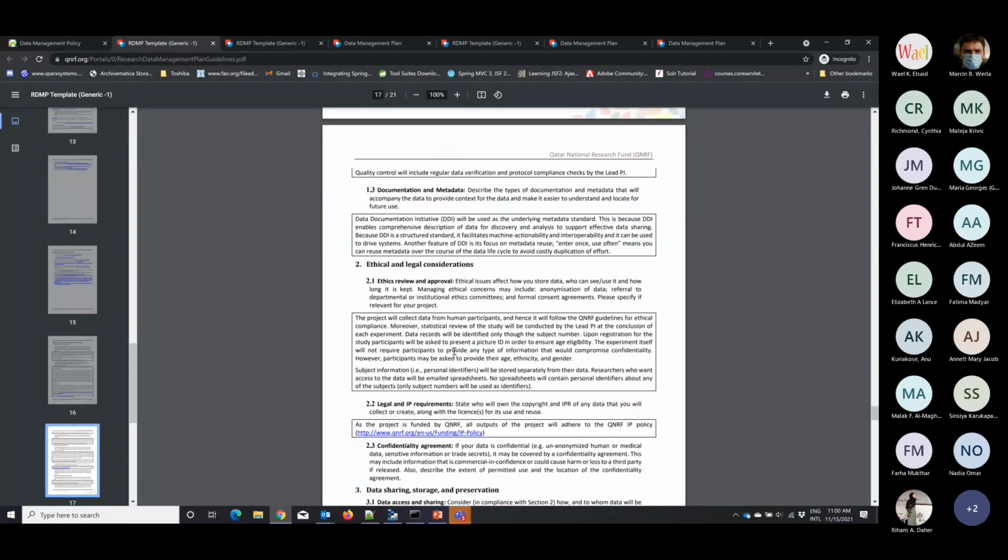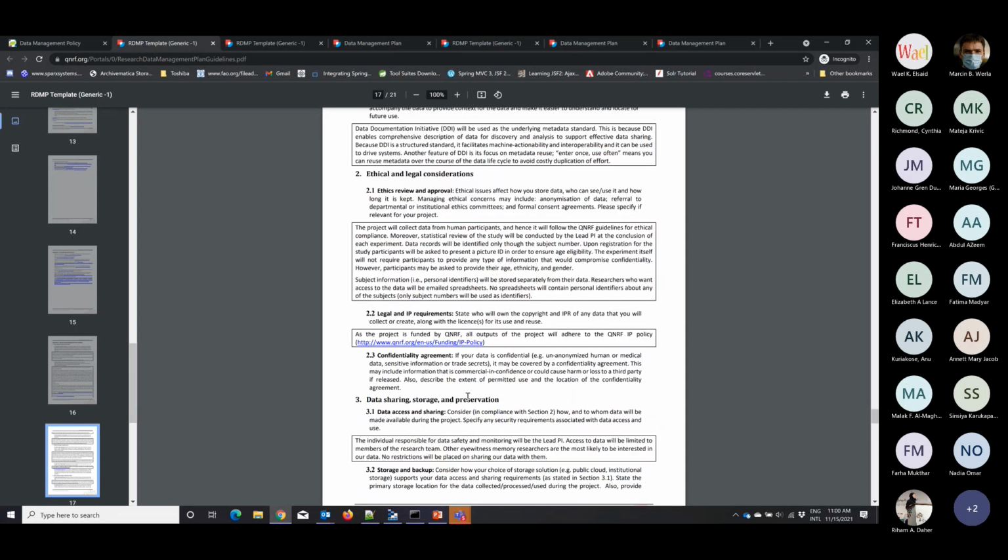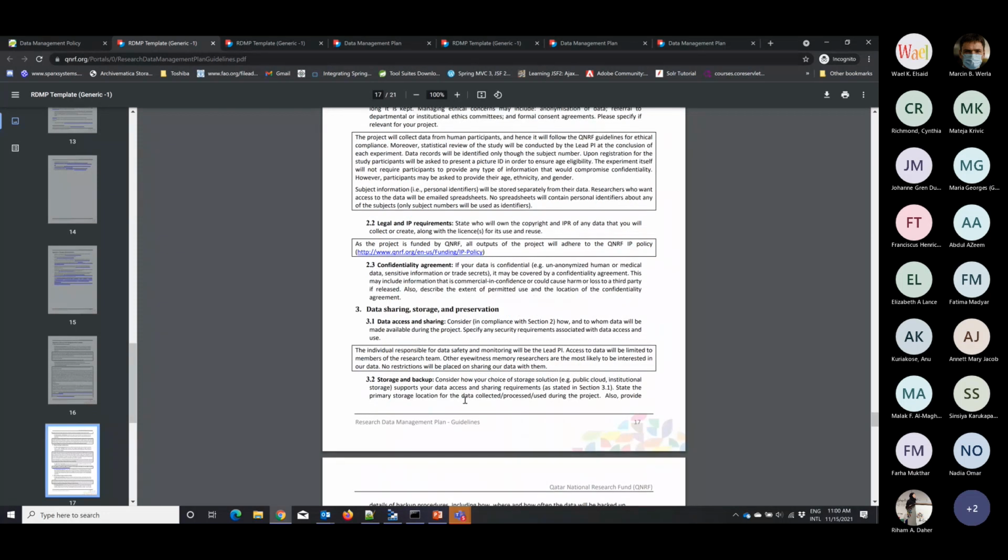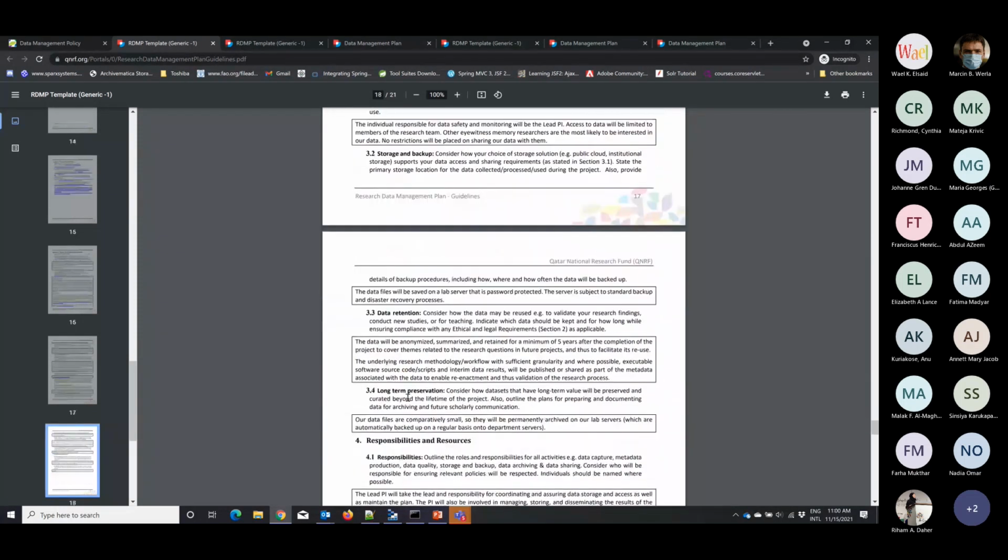And the ethical and legal considerations, at an initial stage, as you can see, the answer is rather thin, but it does give an indication of the researcher's thought process around these considerations. So it says the project will collect data from human participants, hence it will follow the QNR guidelines for ethical compliance, and so on. And then, as you can see, there's a question about data sharing and storage, the data retention as well, and so on.